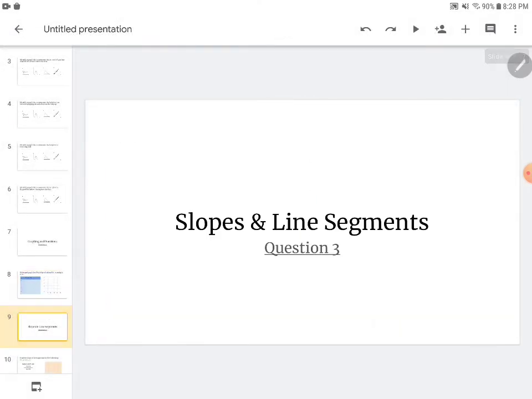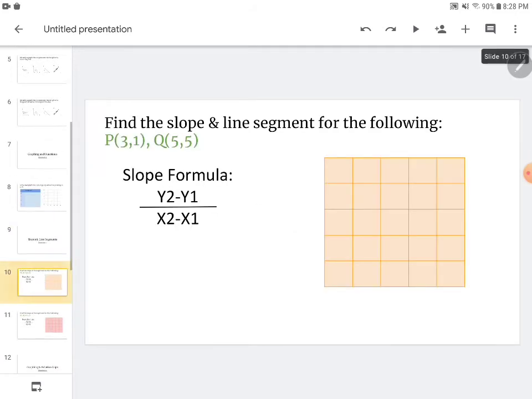So for our next section of this lesson, we're going to discuss slopes and line segments. So for this question, we're given 2 points on a graph. We have P, which is going to be 3 on the x-axis, 1 on the y. And then we're going to have Q, which is 5 on the x and 5 on the y.